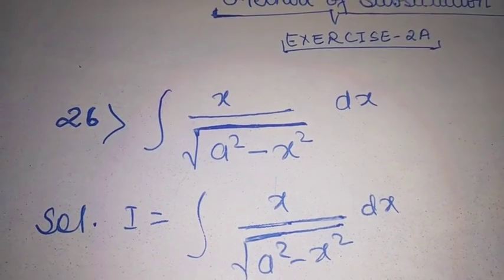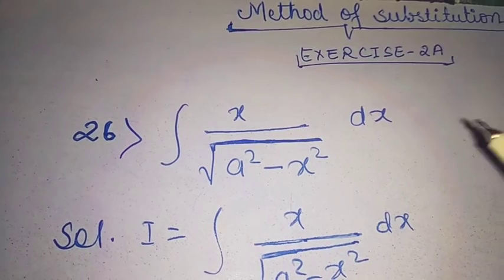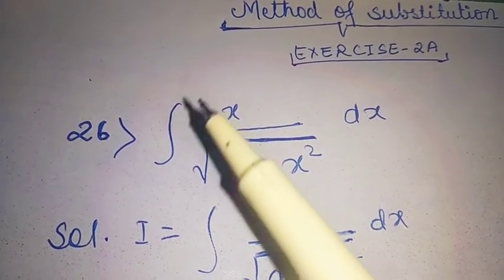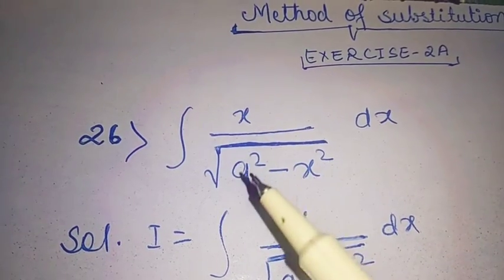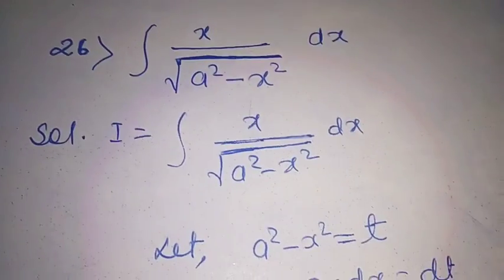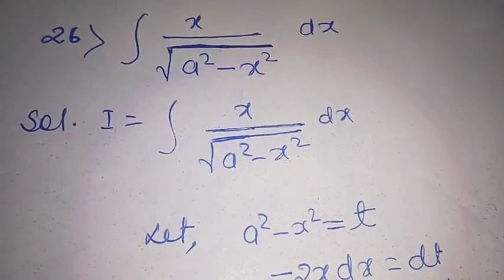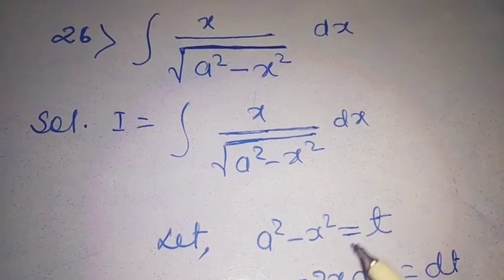In this video, we are going to solve from question number 26 to 30. So this is question number 26, and you can see the question is integration of x upon square root of a square minus x square into dx. For solving this question, we will substitute t in the place of a square minus x square.